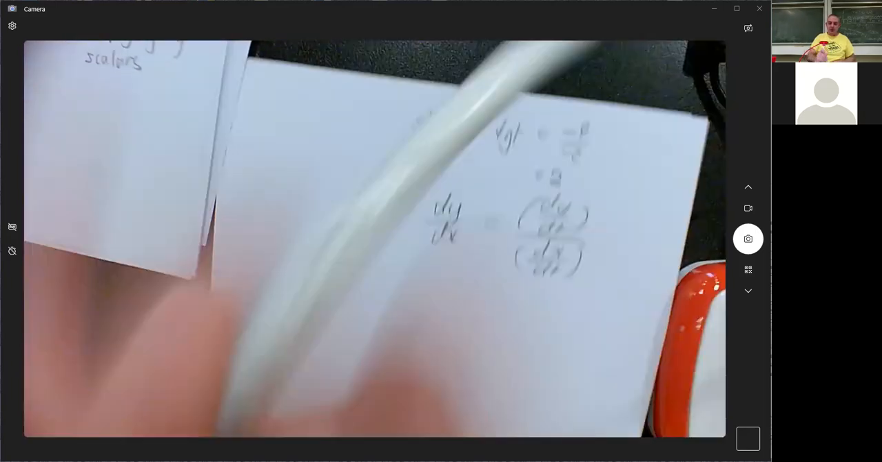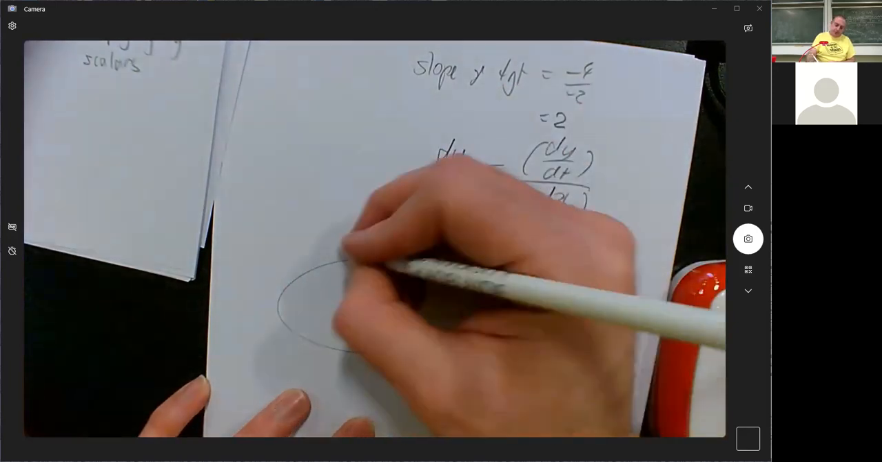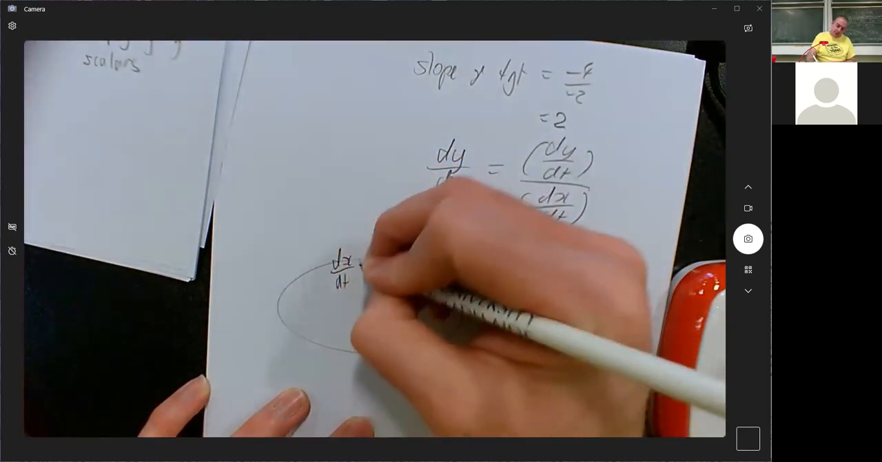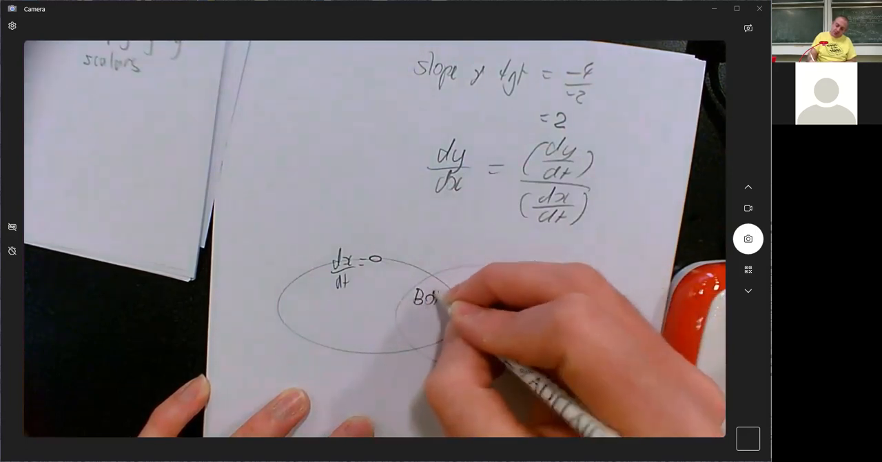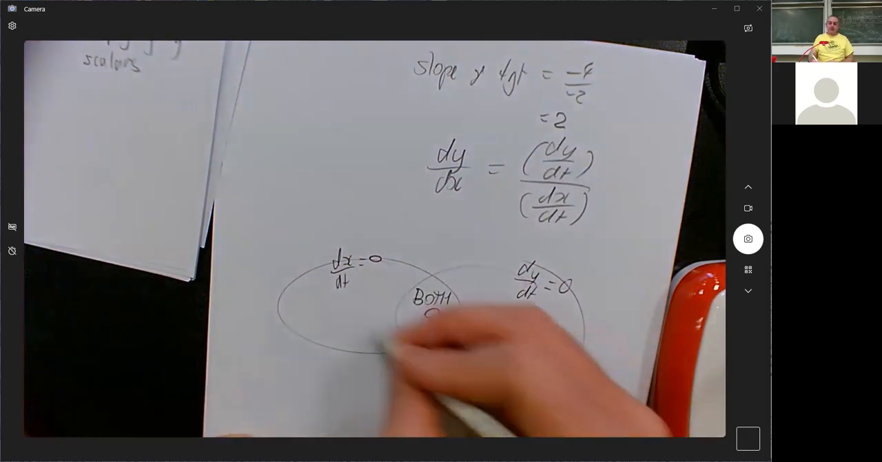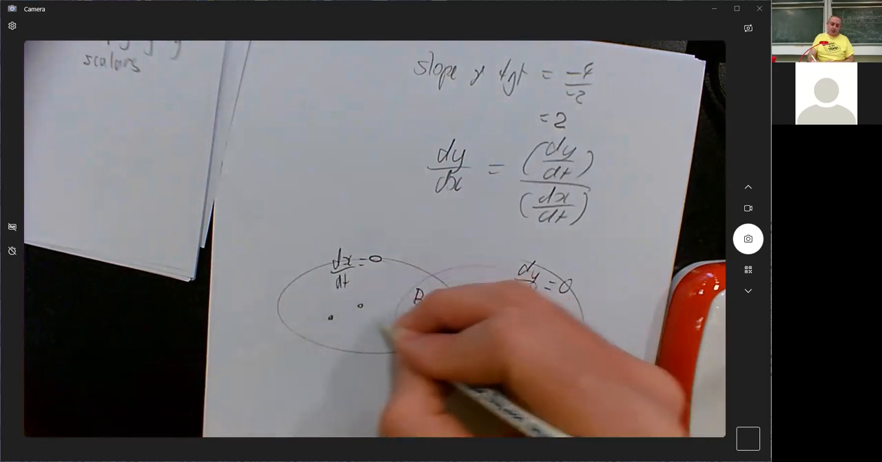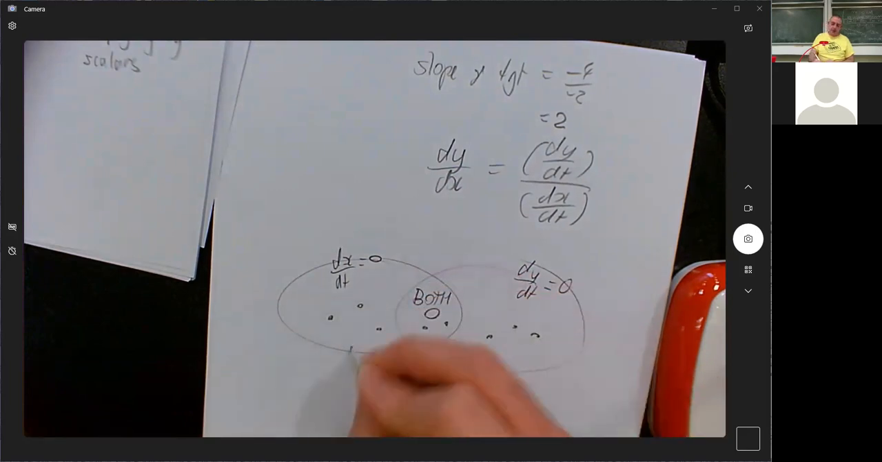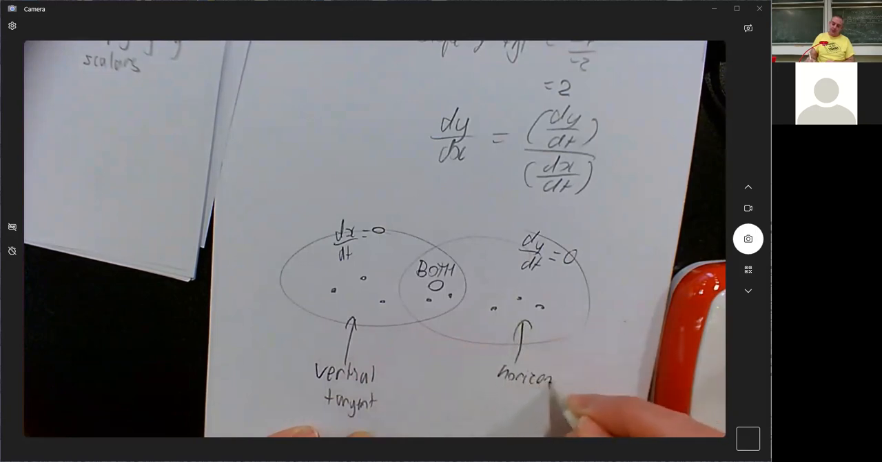So just to point something out, it's like this. dx on dt equals 0 and dy on dt equals 0, and they're both 0. And so you'll get all these different answers for t, right? And so these are vertical tangents. These are horizontal tangents. And these are no tangents.